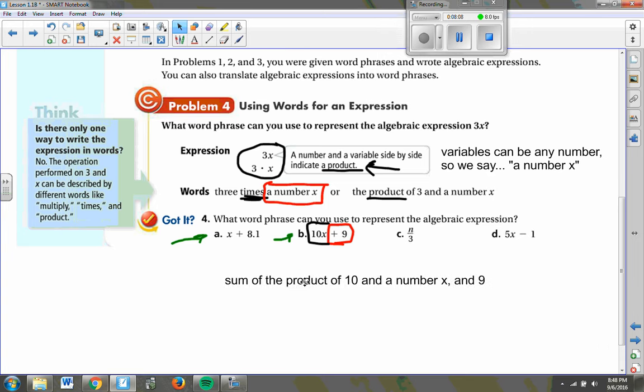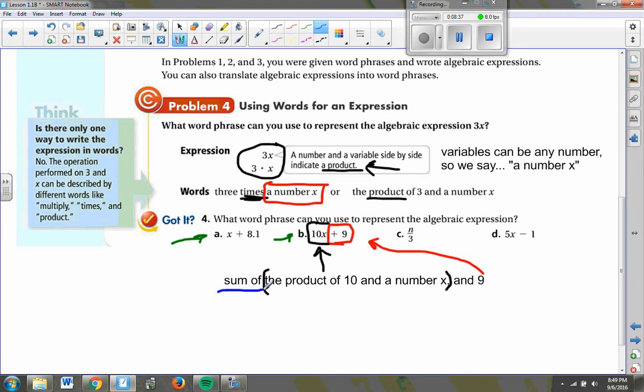So here is how I would write that out in words. It's a little bit more complicated because this is one that's doing 2 at the same time. But here's what's happening. We have the sum of, and then here's our first piece, the product of 10 and a number x, that's 10x, and 9. The product of 10 and a number x is here, 9 is here, and the word sum in the front tells me that I'm adding these 2 things together. That's the plus sign right there. So plus sign means sum of. The first part is the whole multiplying thing, 10 and x, and then the second part is a 9.